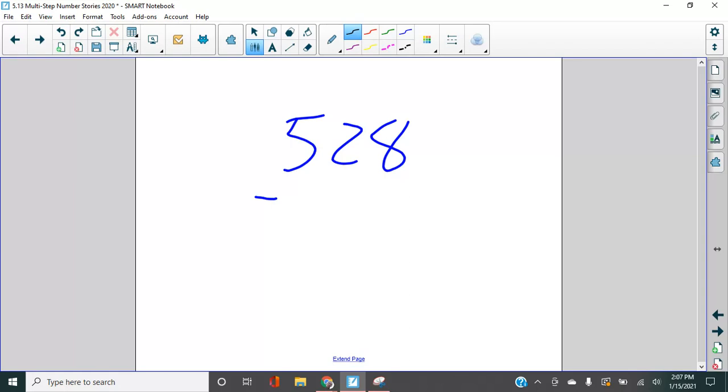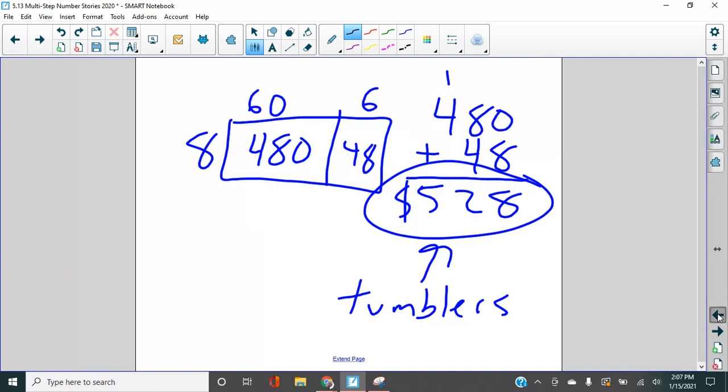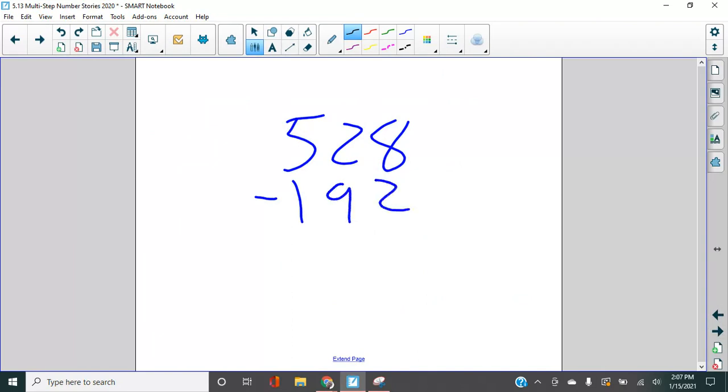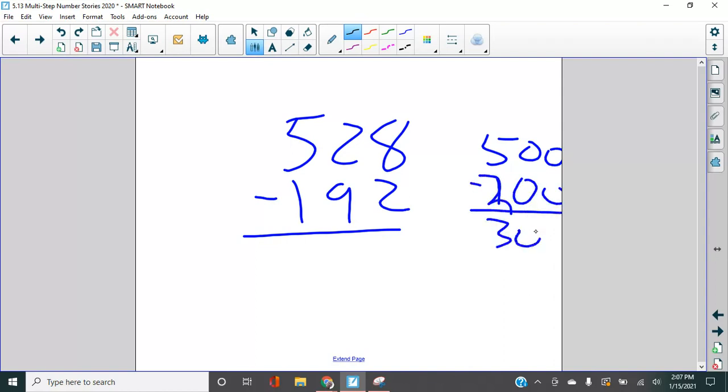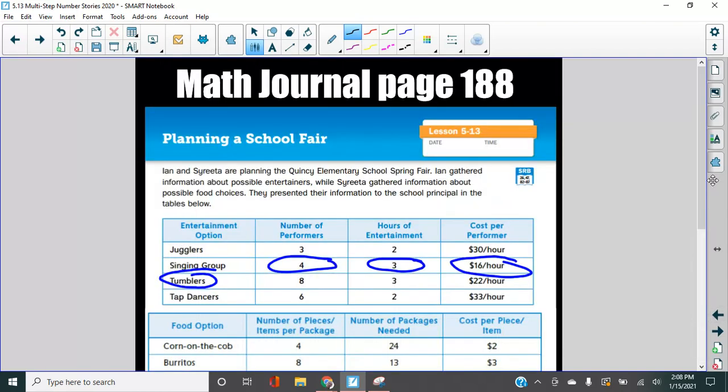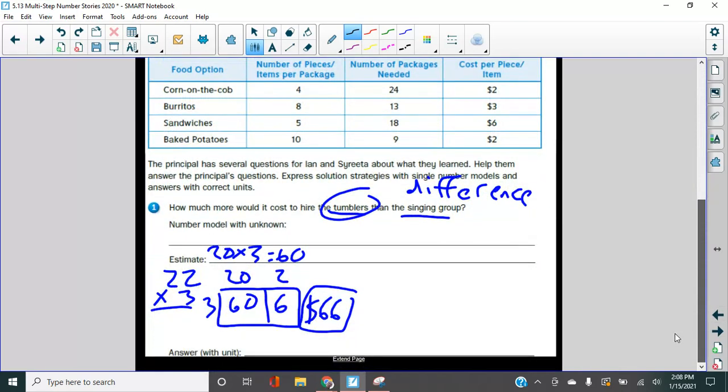We are going to subtract. Okay, we should get a little estimating in here. When we're estimating, this is going to be 500. This is going to be close to 200. So our answer should be around 300. What do you get? Let's check and see. I got $336.